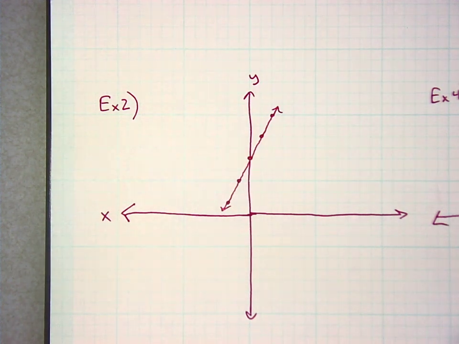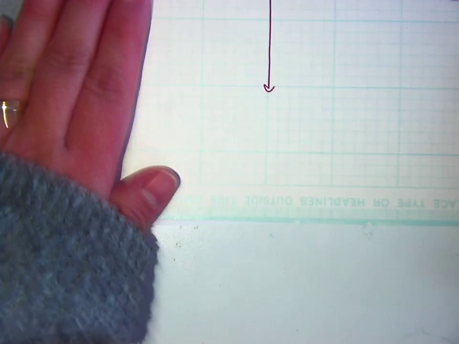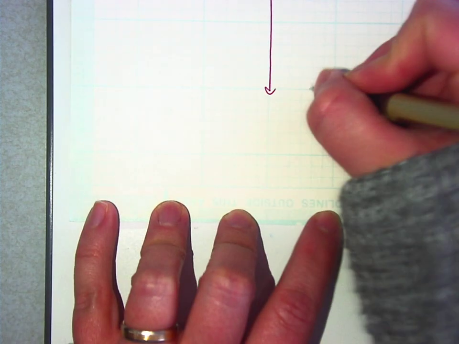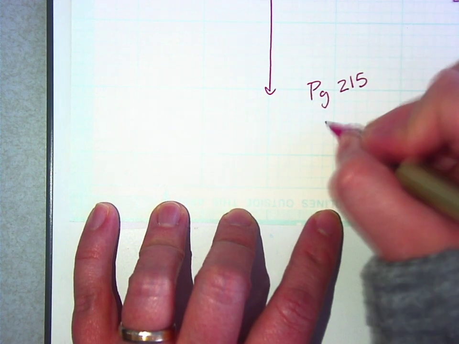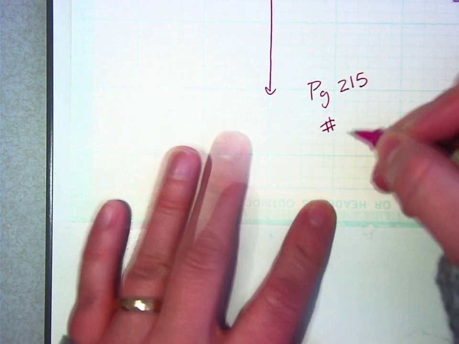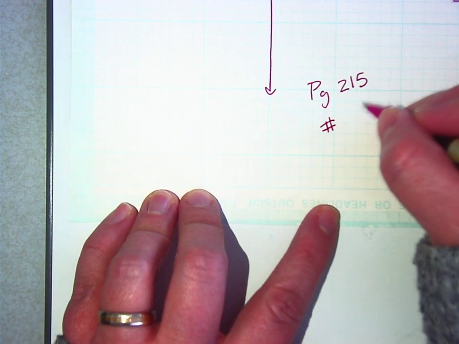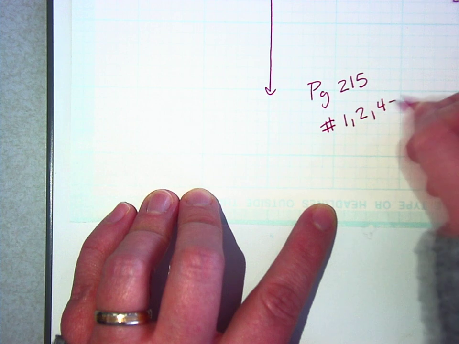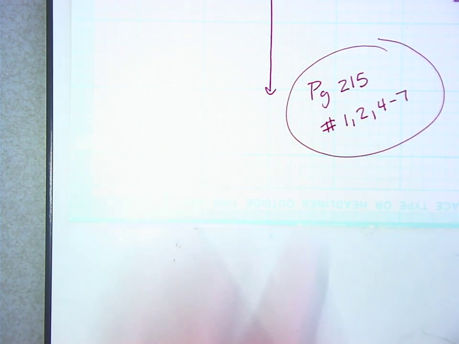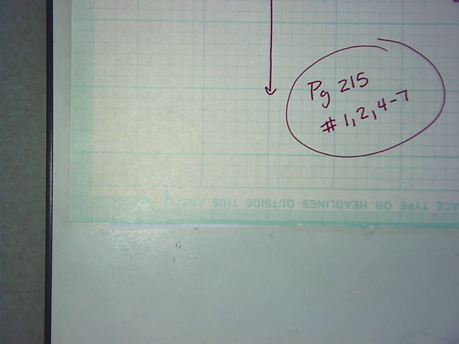Okay. All right, so your homework is, and this is due tomorrow. This is the last homework before break. Page 215. Guys, check out this crazy long assignment. 1, 2, and 4 through 7. Whoa. Settle down, everybody.